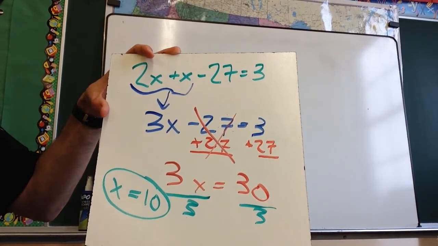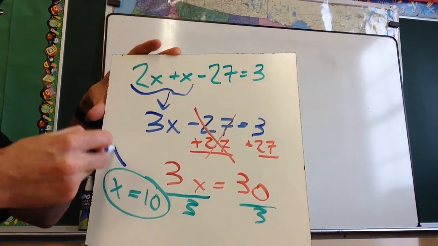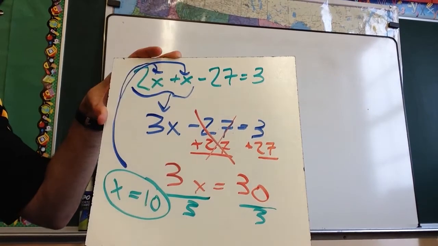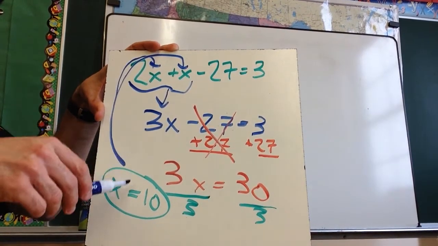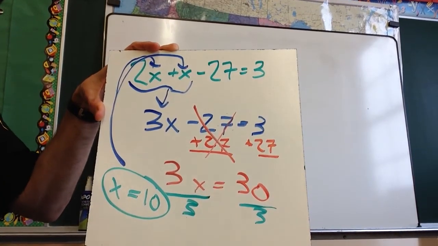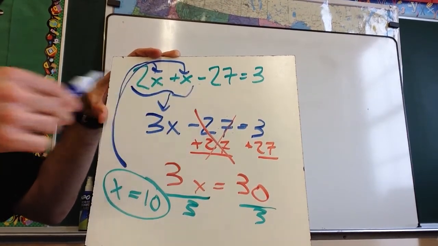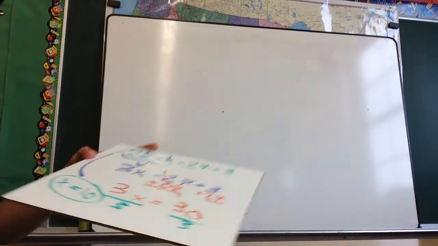Now, this is one of those trickier ones where when I have to substitute, I need to make sure that I substitute both here and here. Okay, so there's got to be 2 substitutions. So 10 times 2 is 20, plus 10 is 30. So this is 20 plus 10, so that's 30. 30 minus 27 equals 3. So I know I got myself to the correct answer.